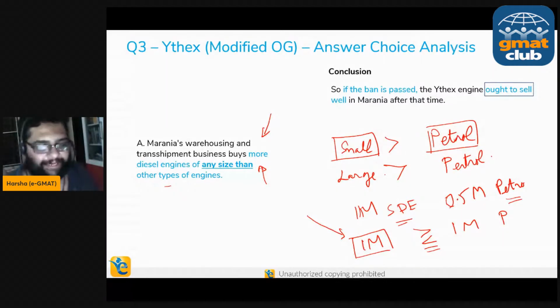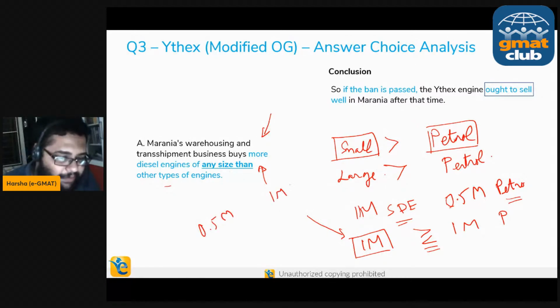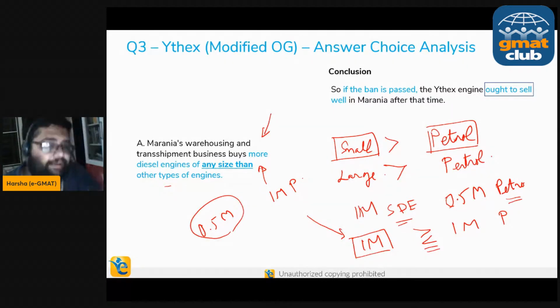So option A, I hope is clear. More diesel engines of any size compared to all the other things. So the point is, it does not have to be more than any other type of engine. Maybe I buy less small diesel. I only buy 0.5 million small diesel engines, but I buy 1 million petrol engines. Even then, this 0.5 million could be a supremely high number, leading to a very realistic expectation of increased sales.